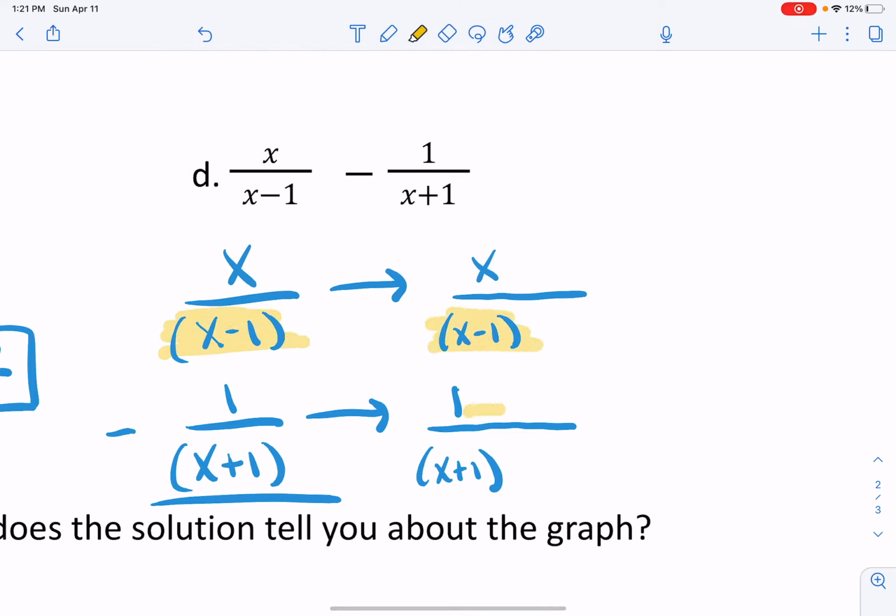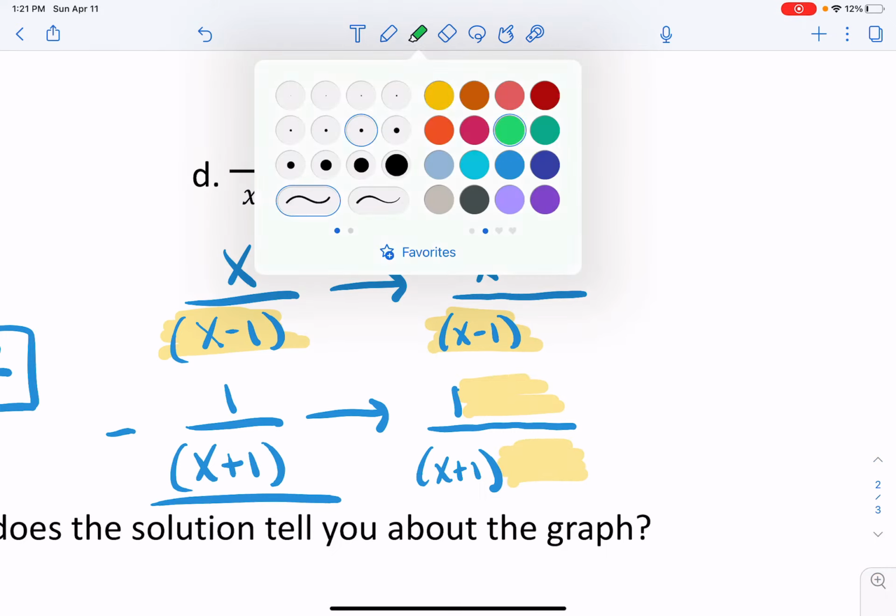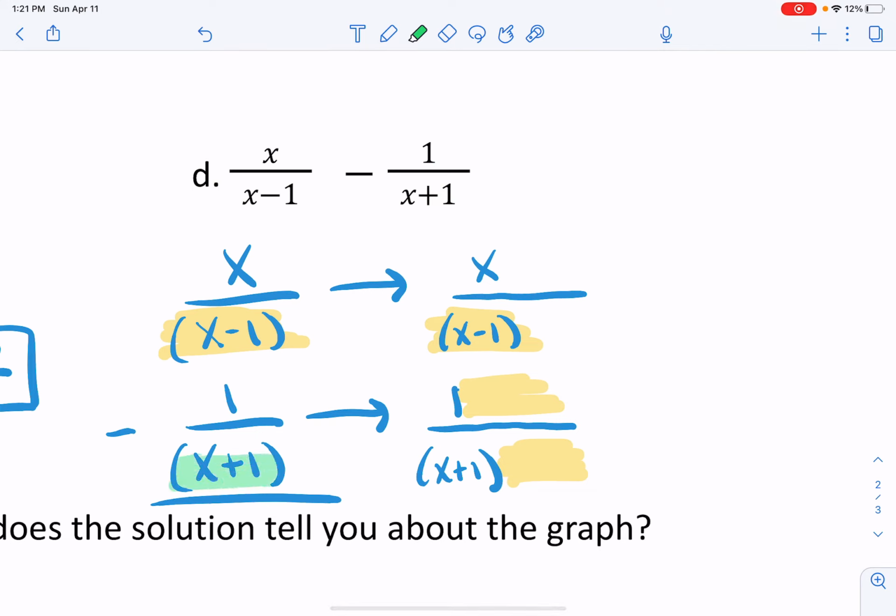I need that also to be here and here. So I'm going to multiply it to the numerator and denominator of the other fraction. And then same thing here, I'm going to multiply this denominator to the numerator and denominator of the other fraction. So that basically puts an x plus 1 here and here, and an x minus 1 here and here.